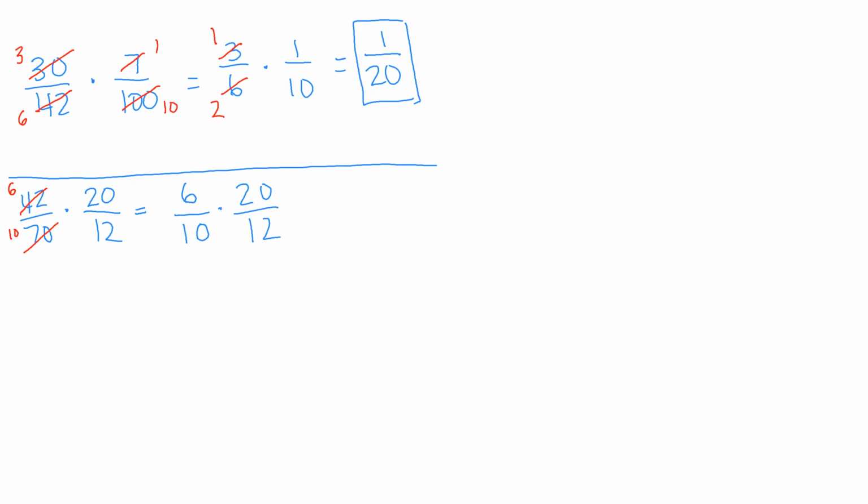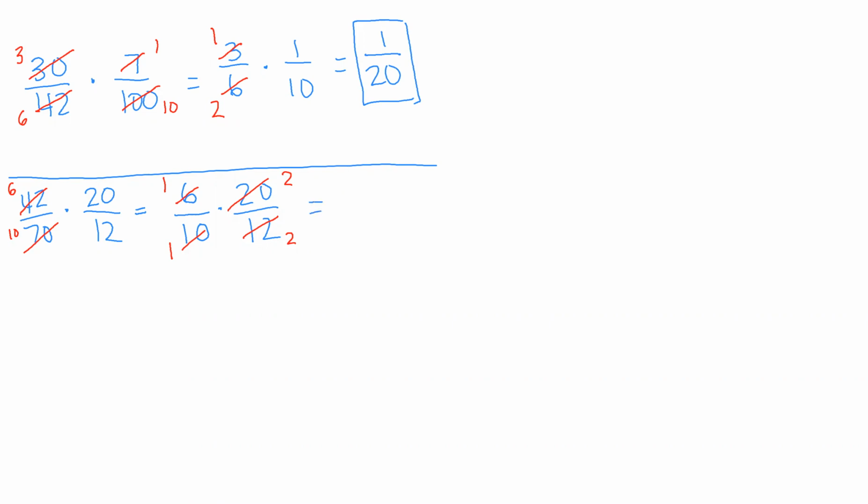So let's say that we do the 6 and the 12. Well, 6 and 12 have a common factor of 6. 6 divided by 6 is 1. 12 divided by 6 is 2. And then the 10 and the 20 have a common factor of 10. They're both ending in 0, so we know it's divisible by 10. 10 divided by 10 is 1. 20 divided by 10 is 2. So I multiply across. I get 1 times 2 is 2. Well, let me do that in blue, be consistent.